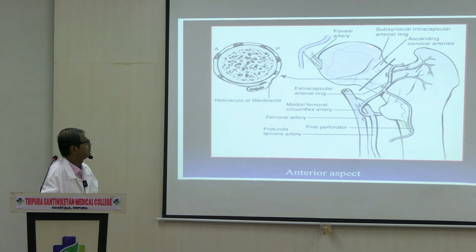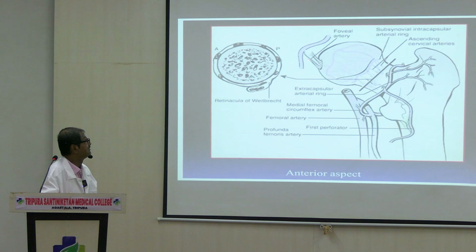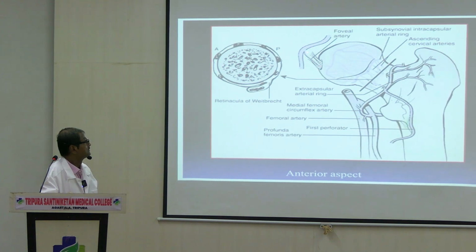From here, sets of vessels go into the head. You see, these are small vessels. This is called the foveal artery, through the fovea capitis femoris, attached here to the hip bone. And here are the ascending cervical arteries, these ascending branches going this way above.